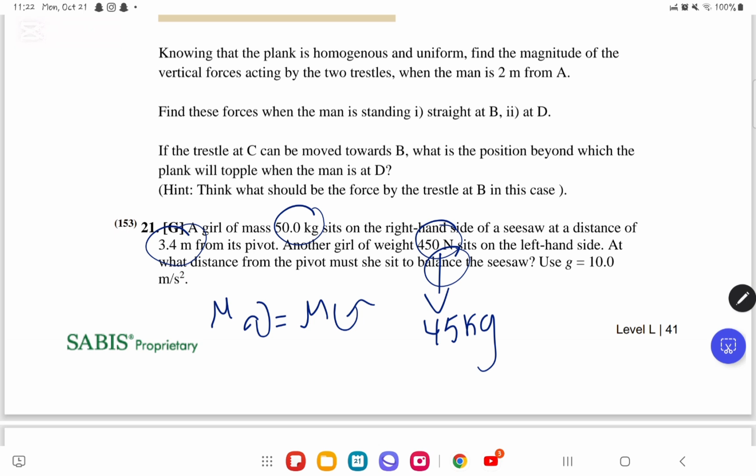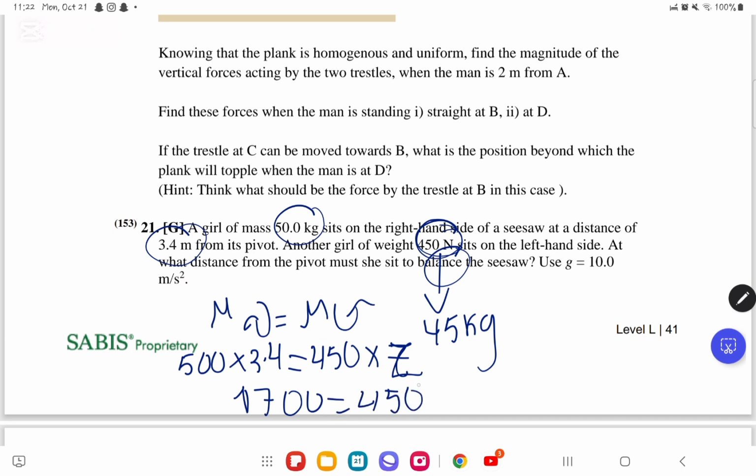So you can do force times distance. 500 newtons, multiplied by the distance, which is 3.4 meters, is equal to the force, which is 450 newtons, multiplied by the distance, which we will call z. This is z, not 7, okay? So 500 times 3.4 is 1,700. It's equal to 450 times z. So then 1,700 divided by 450 is approximately 3.77, which is 3.8 meters.